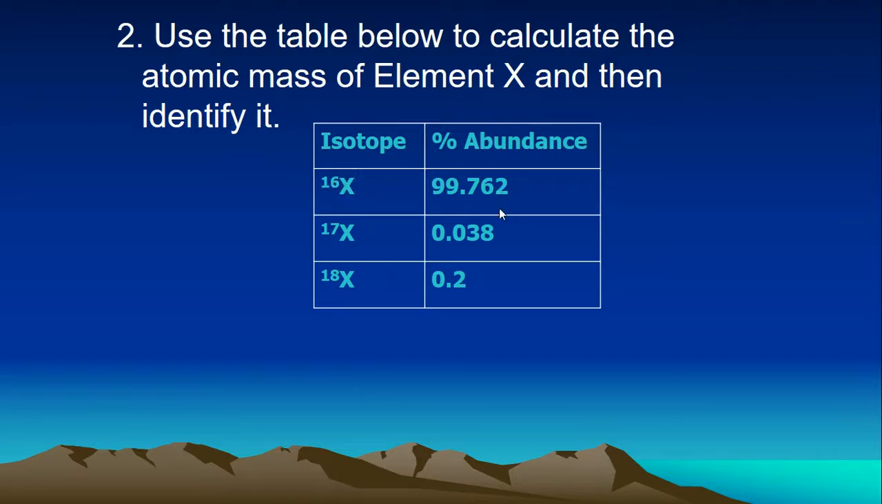X16 has a percent abundance of 99.762. Isotope 17 has a percent abundance of 0.038. Isotope 18 has this percent abundance. It's asking you, calculate the average atomic mass and then identify which element it's talking about.